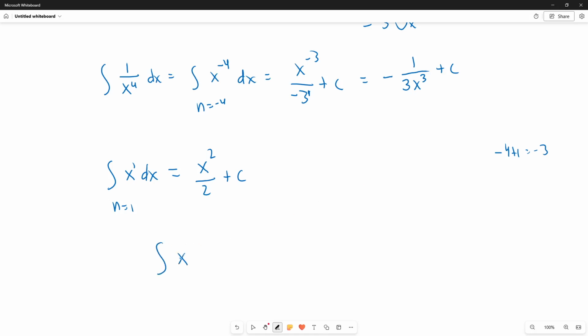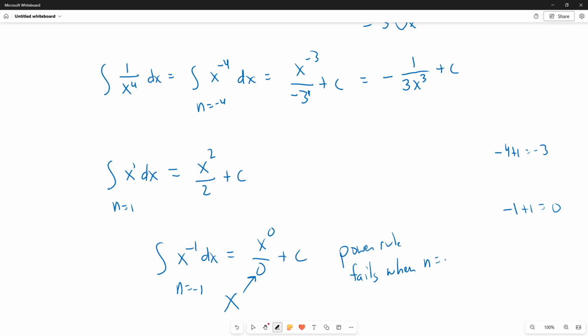What about the integral of x to the minus 1? The integral of x to the minus 1 is, if we use the power rule with n equals negative 1, we get x to the negative 1 plus 1 is 0. We get x to the 0 divided by 0. And that is not acceptable. That is not an answer. Division by 0 is undefined. So the power rule fails when n equals negative 1. So the power rule is not helpful here.